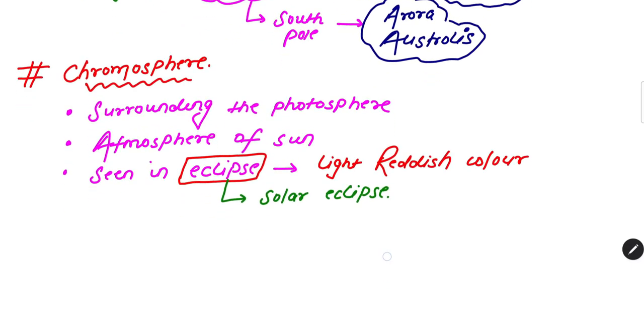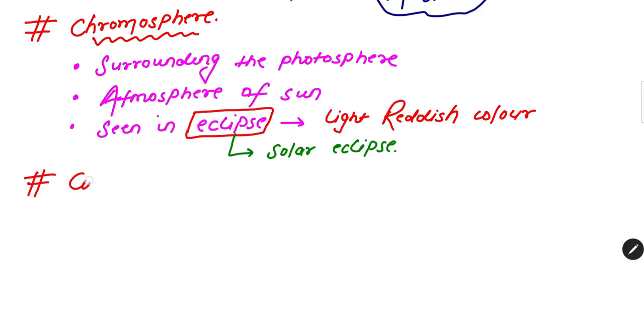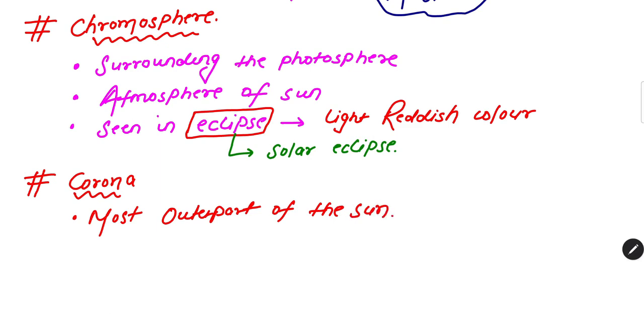Now the last one, we are going to discuss the corona. Again two to three points, not more than that. When we talk about the corona, the most outer part of the sun is the corona. It is also known as the crown of the sun. Why is it known as the crown of the sun? Because it is the outermost part of the sun, and it looks like a crown.